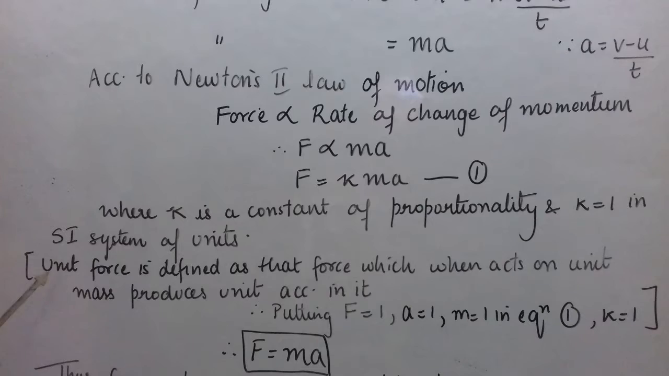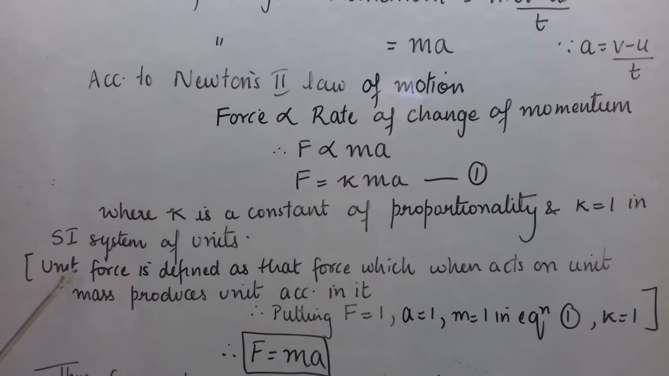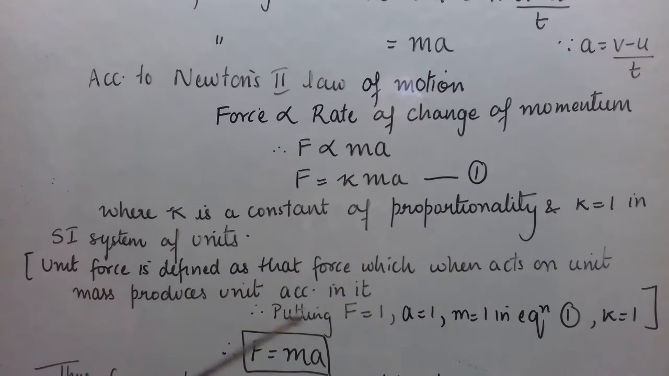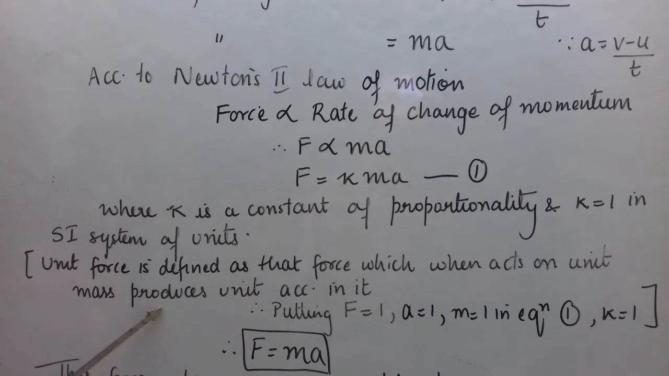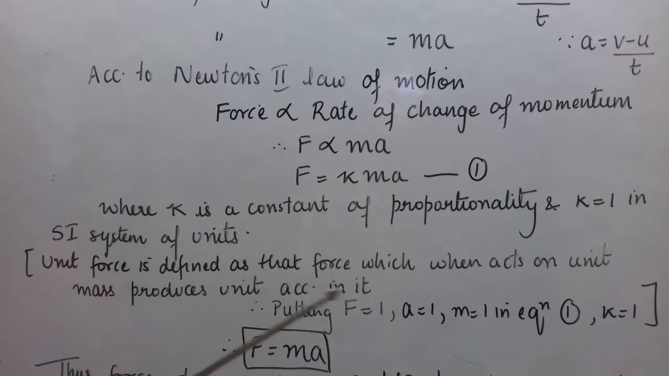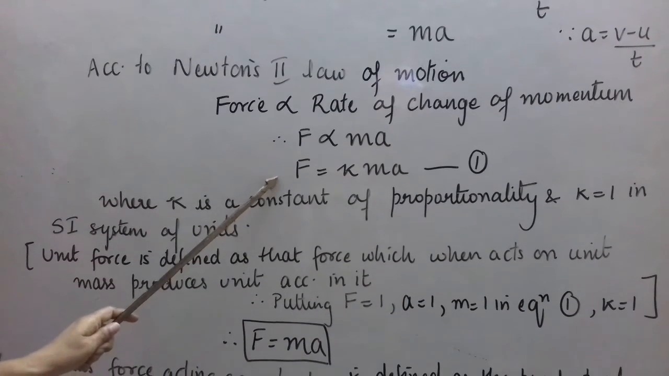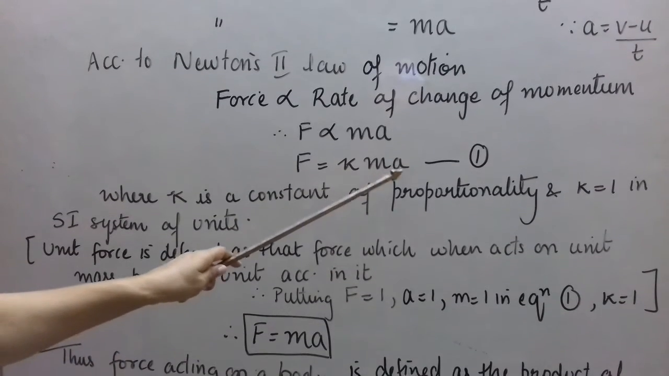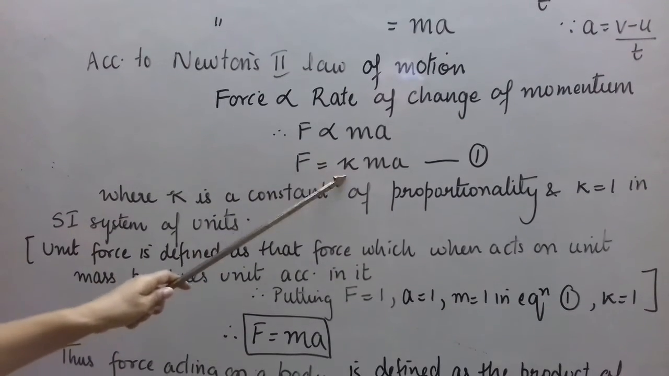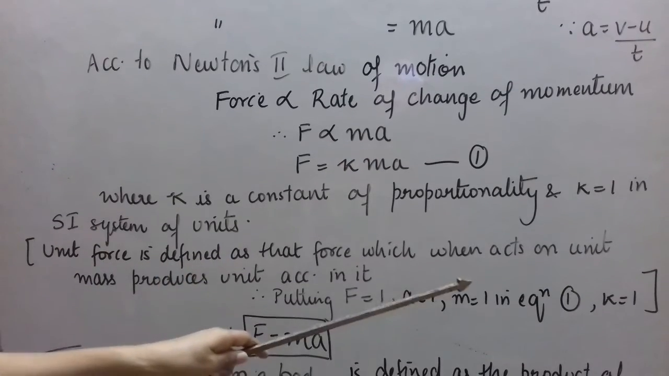So if we take this definition, then putting F equal to 1, because unit force, F is equal to 1, when it acts on unit mass, take M equal to 1, it produces unit acceleration in the body. So put A equal to 1. So putting F, A and M each equal to 1 in this expression 1, we get F is 1, M is 1, A is 1. So 1 is equal to K into 1 and we get K is equal to 1.